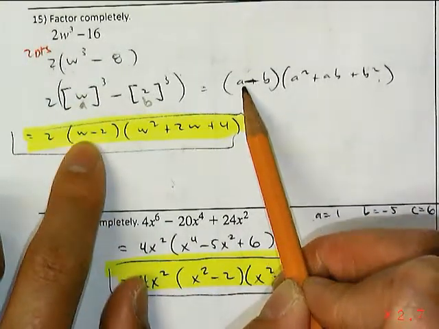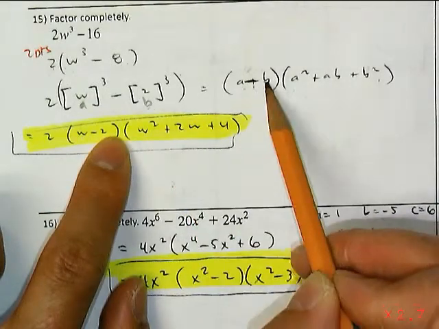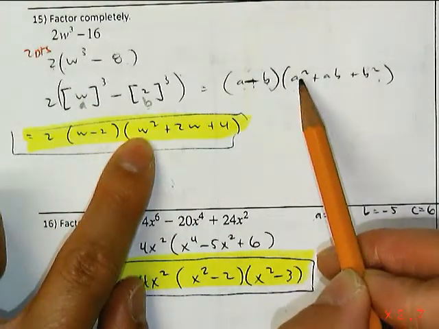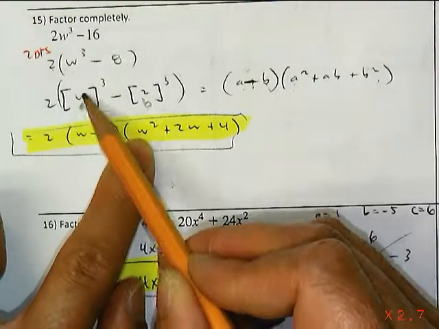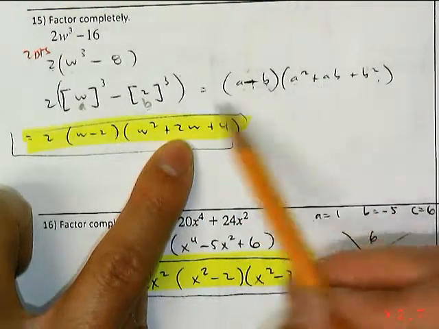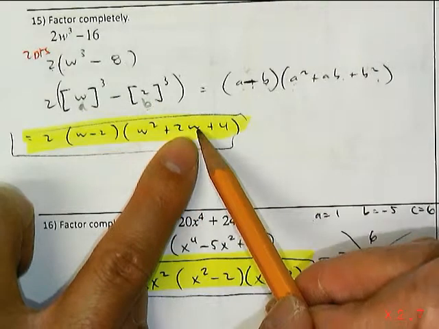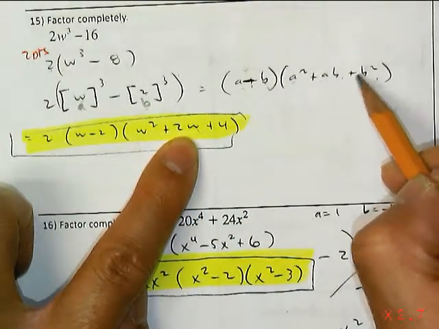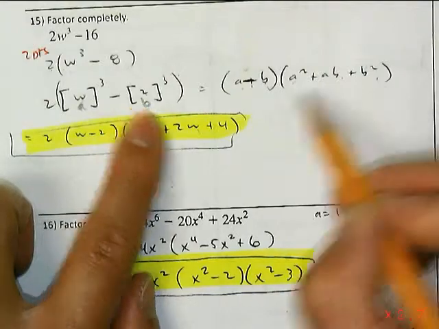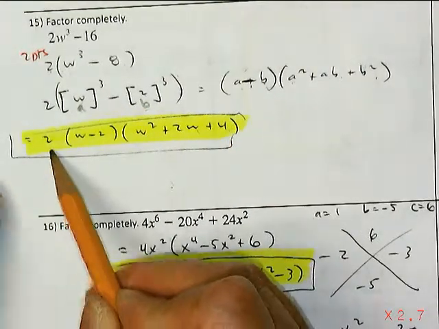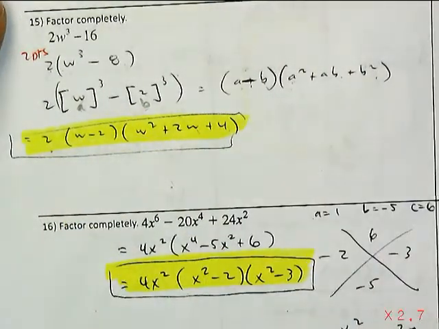There's my W minus my B value, which is 2. A squared, so that's the expression A, which is W, so W squared, times AB, so A times B is W times 2, which is 2W, and B squared is that B value squared, so that would be plus 4. And don't forget the GCF. If you forgot the GCF, I took off a point.